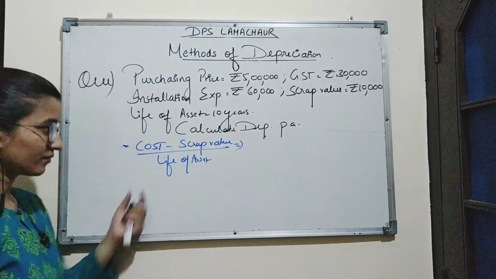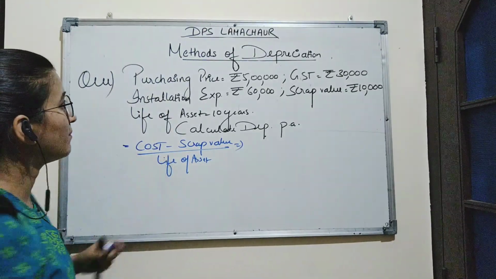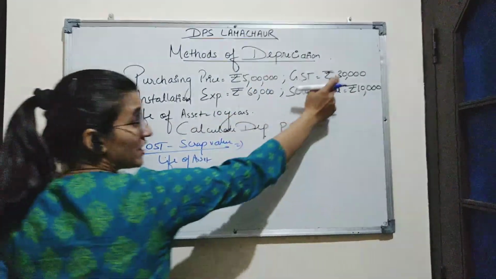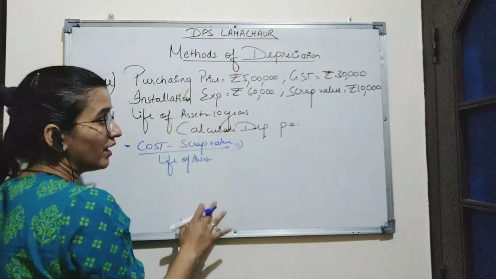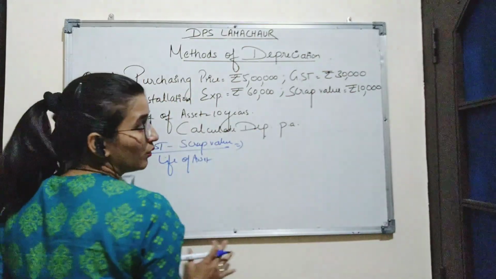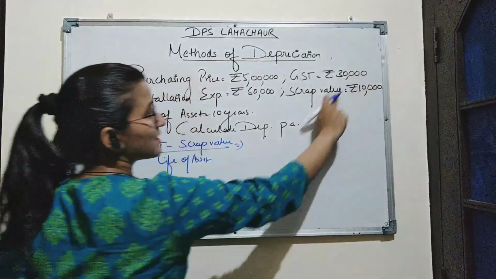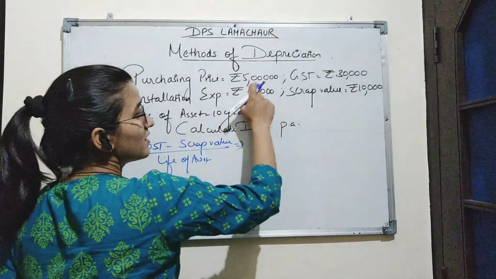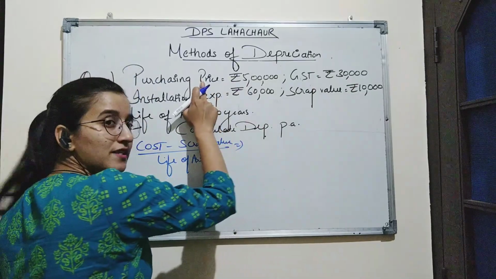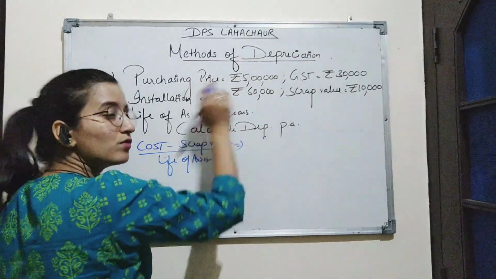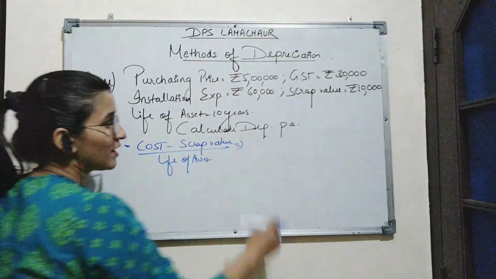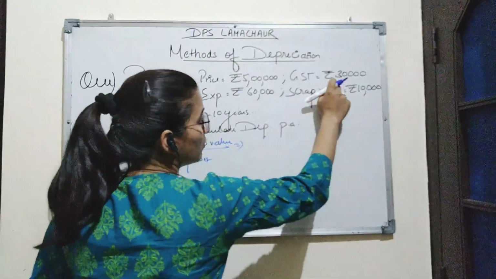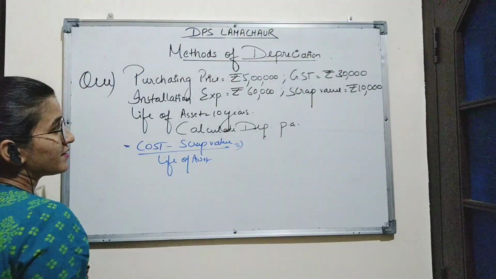So here cost of machinery will be purchasing price is 5 lakh, GST is 30,000. Now here it is very important to note that we will not include GST amount in purchasing price. Why? Because it is assumed that GST has already been paid in the purchasing price. Purchasing price includes the amount of GST also. So that is why if GST is given in the question, we will not include GST in purchasing price.